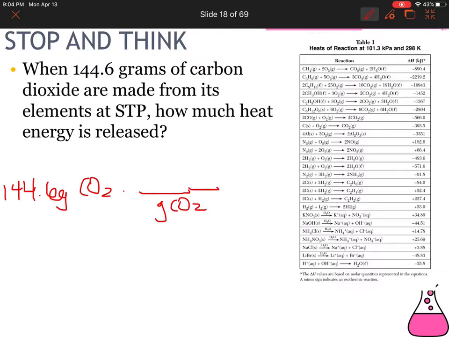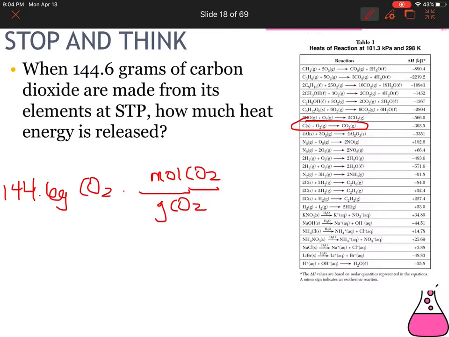And now if I look at my reaction, I'm not given grams anywhere in this reaction. Yes, there are G's there, but remember that's not grams. That stands for gas. The only numbers I'm given are the stoichiometric coefficients, and those are moles. So first, I have to convert this to moles of carbon dioxide. This is a regular mole conversion from way back in the mole unit.